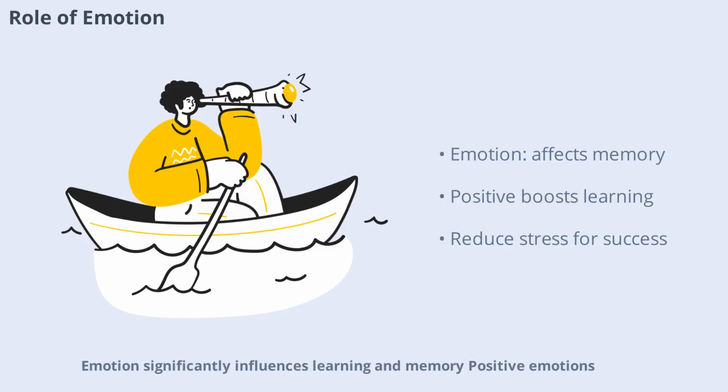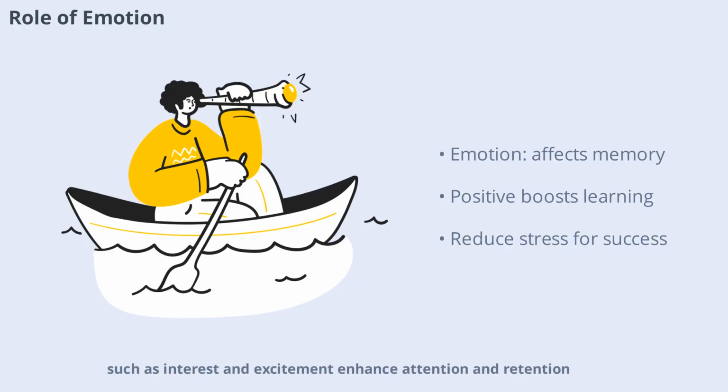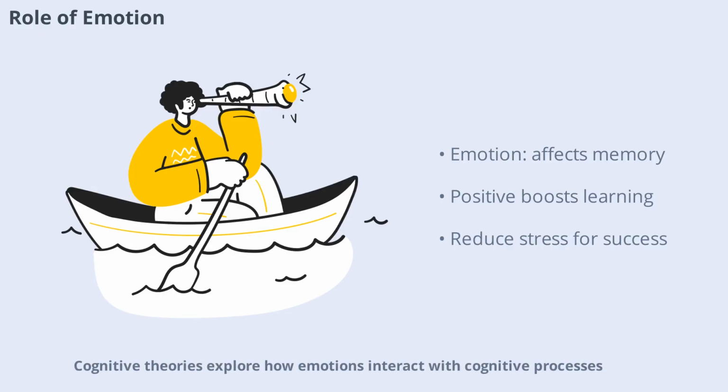Emotion significantly influences learning and memory. Positive emotions such as interest and excitement enhance attention and retention, while negative emotions like anxiety can hinder performance. Cognitive theories explore how emotions interact with cognitive processes, affecting motivation, focus, and recall. Teachers can create supportive environments that foster positive emotions and reduce stress, leading to better learning outcomes.